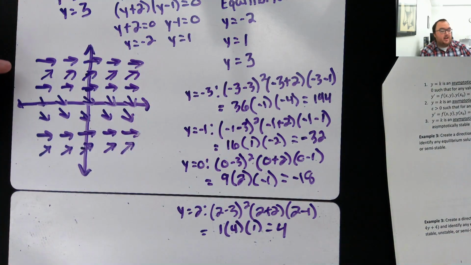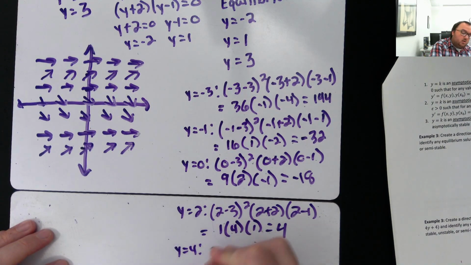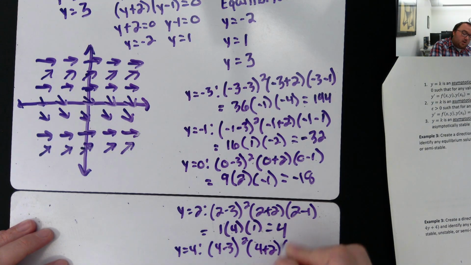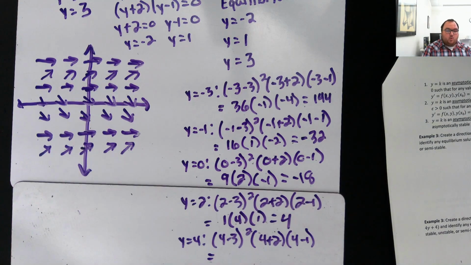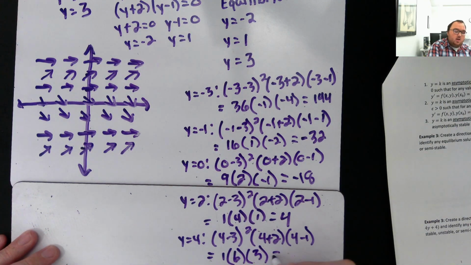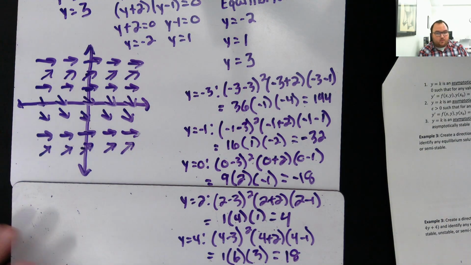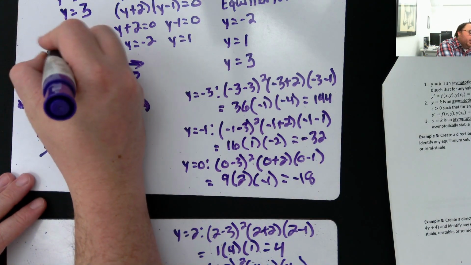And then lastly, I need above 3, which is going to be y equals 4. 4 minus 3 squared times 4 plus 2 times 4 minus 1. 4 minus 3 squared is 1. 1 squared is 1. 4 plus 2 is 6. 4 minus 1 is 3. 1 times 6 times 3 is 18. So at y equals 4, they're also pointing up.